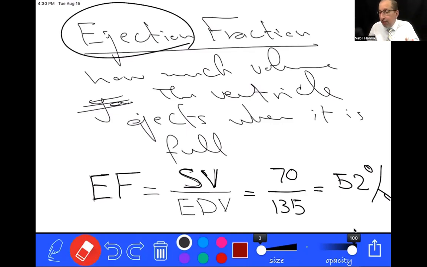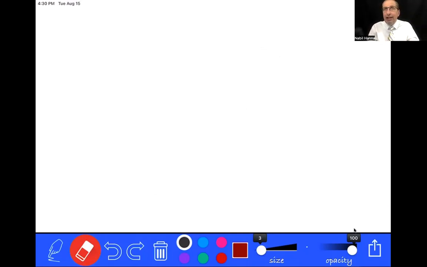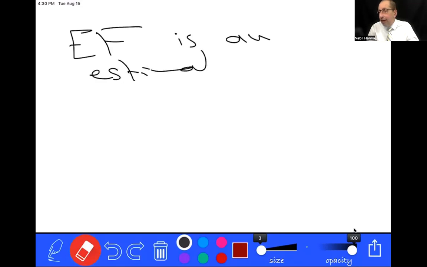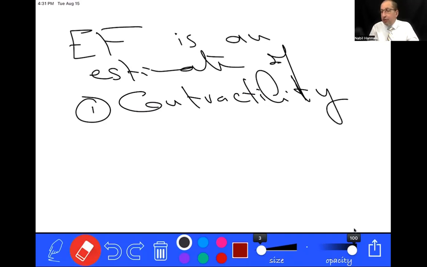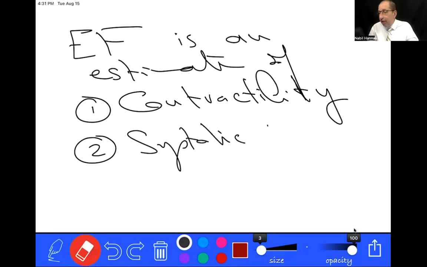So the ejection fraction is an estimate of cardiac contractility, and contractility occurs in systole. So it's an estimate of the systolic function.